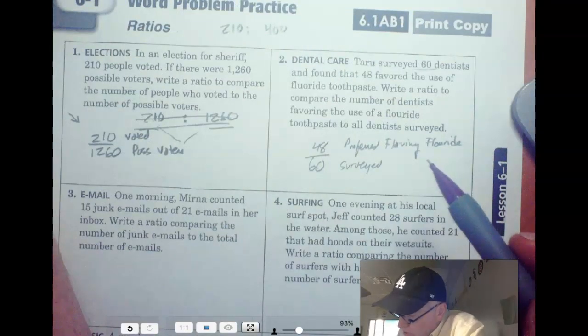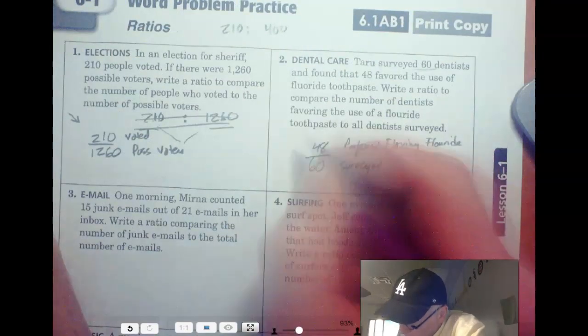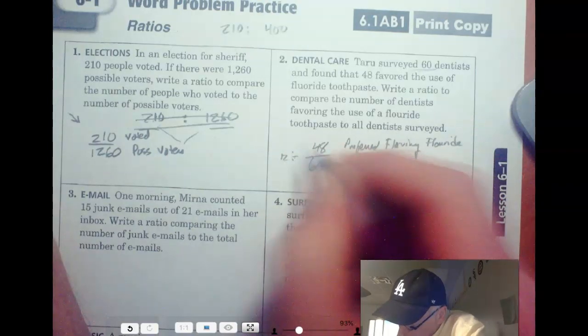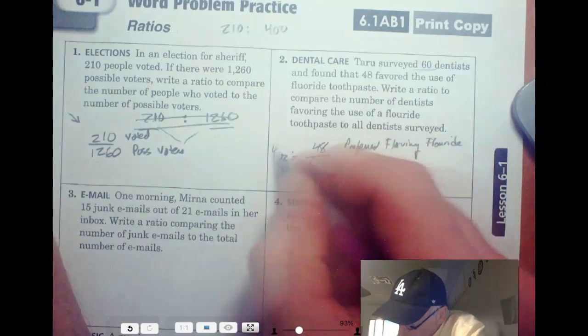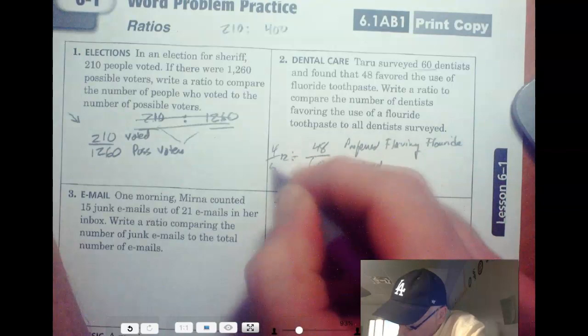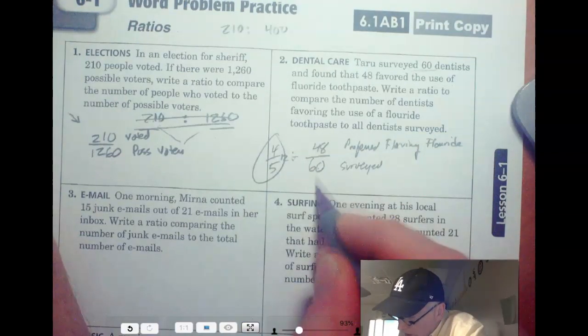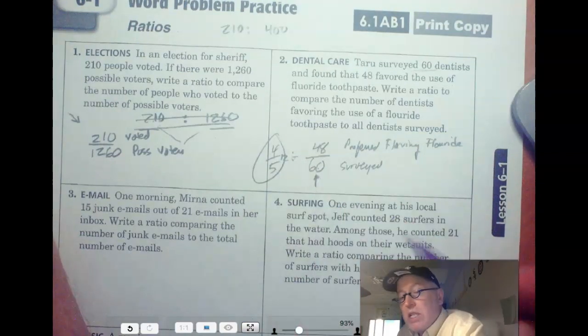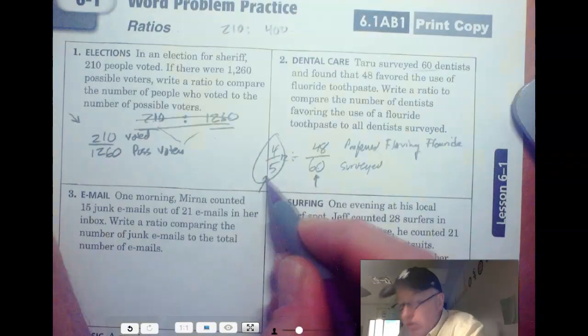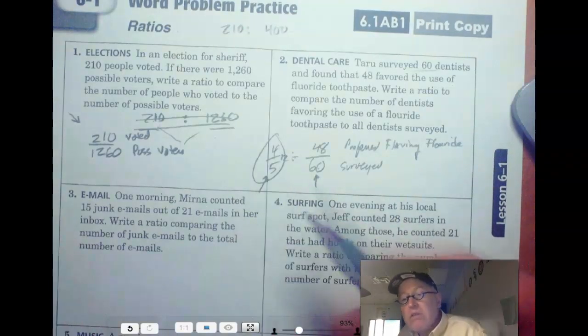You could also divide those both by 12. I'll just go backwards here. 48 divided by 12 would be 4. 60 divided by 12 is 5. So you could write it that way too in simplest form, but they didn't state it. The nice thing about this is not being in simplest form: you know how many dentists were surveyed. This one here, it could literally be just 5. 60 would be a much stronger case.